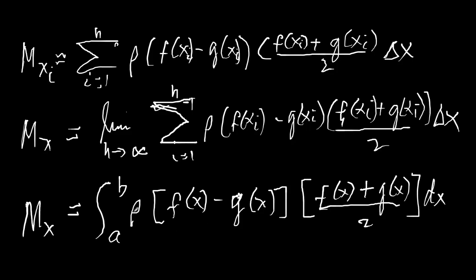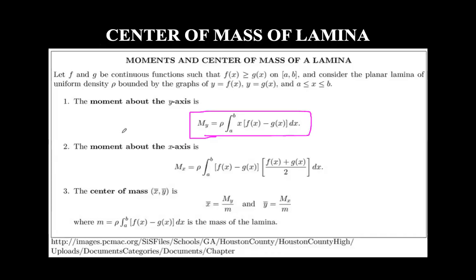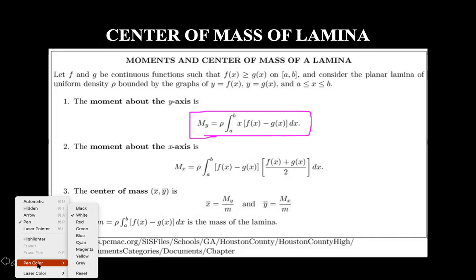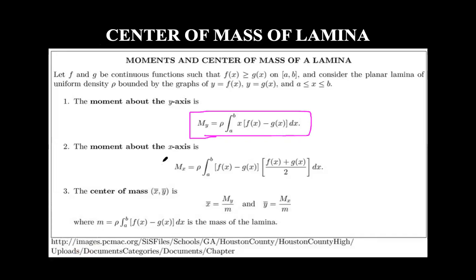So it's just like finding the moment of the lamina about the y-axis, but once we multiply that by this and remove or cancel the x, it becomes the moment about the x-axis. So I hope this is clear to everyone because we will be using these formulas later. We have already identified the formulas for m sub y, the moment about the y-axis, and the moment about the x-axis. So we have already derived these.